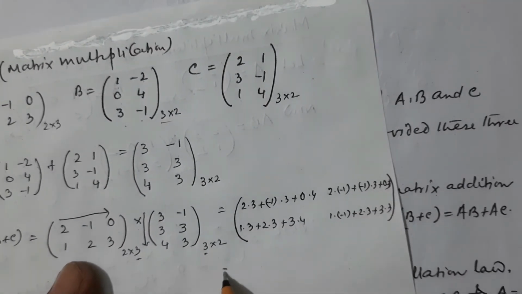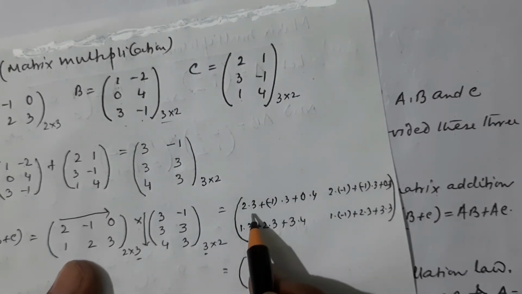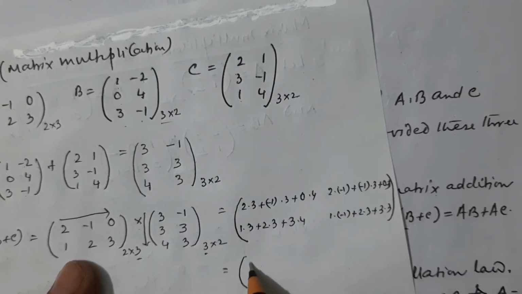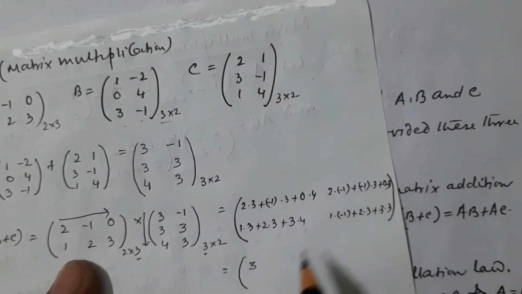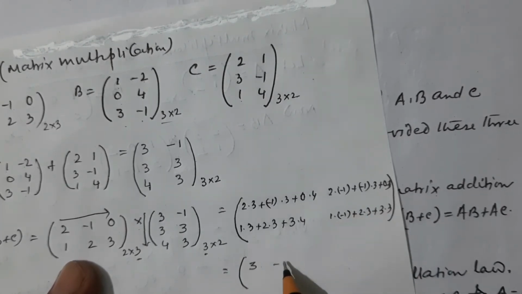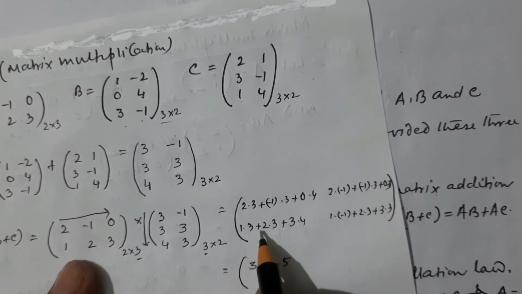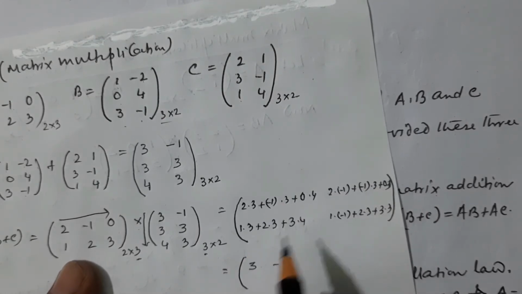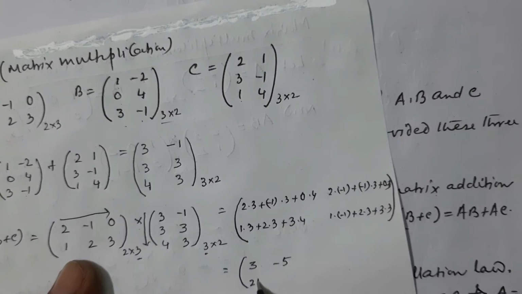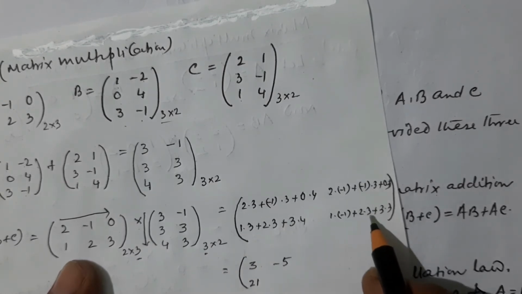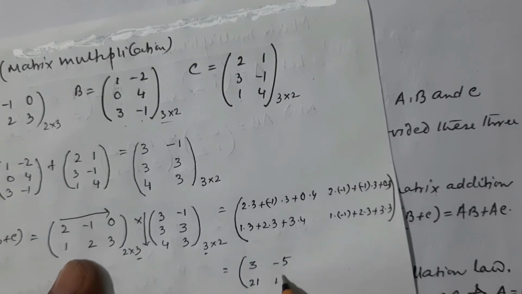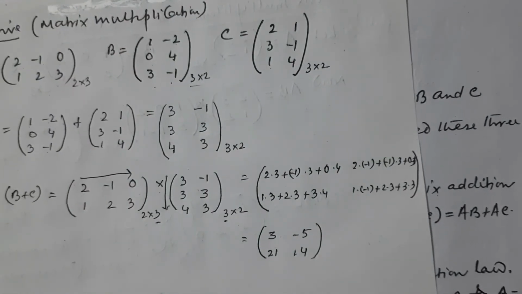And if we simplify, we get 6, 3, minus 2, minus 3, minus 5, 6, 3, 9, 9, 21, minus 1, 6, 9, 6, 15, 14. So 3, minus 5, 21, 14.